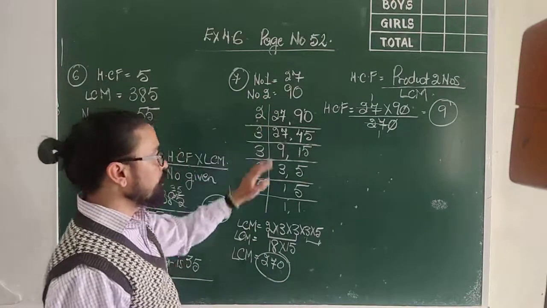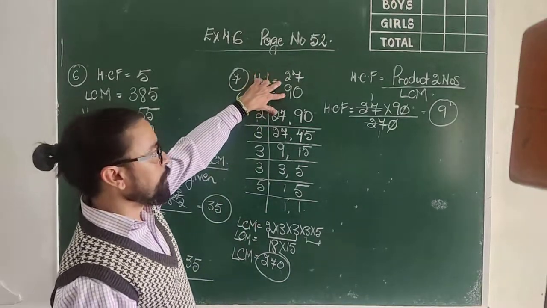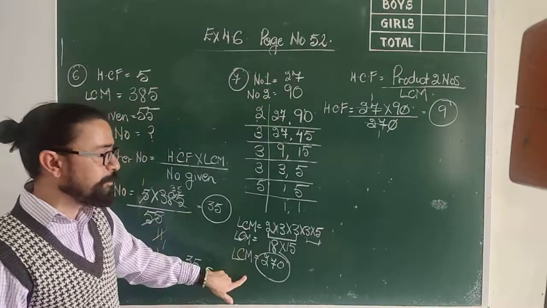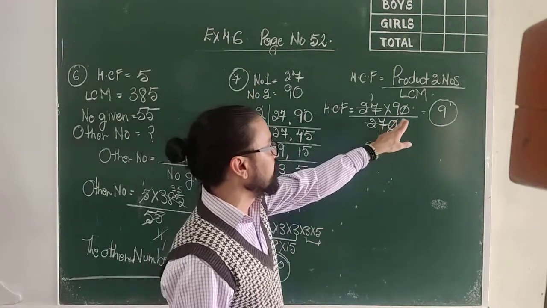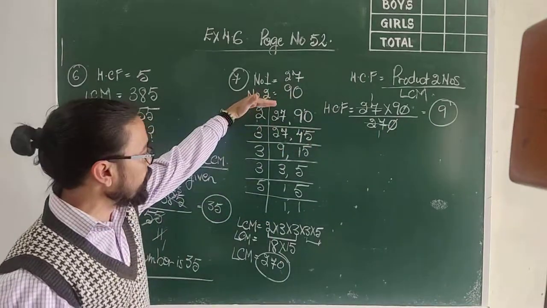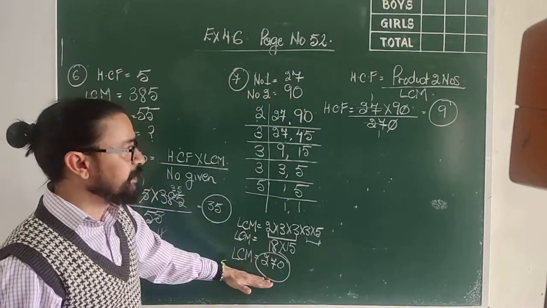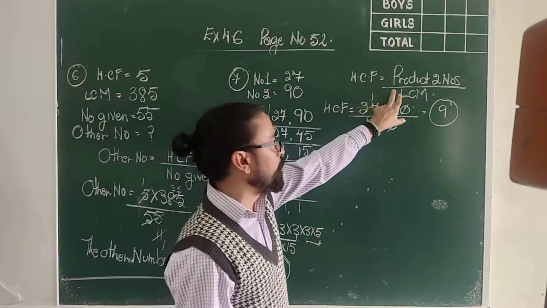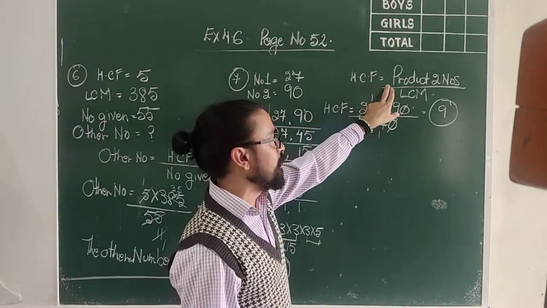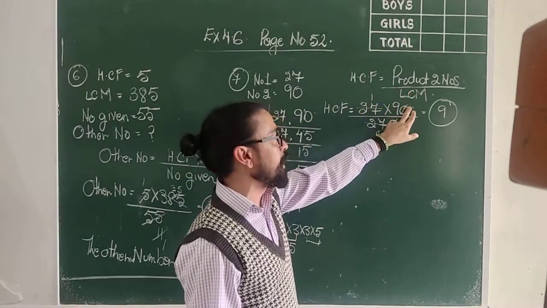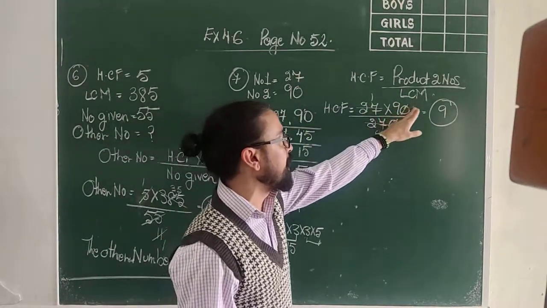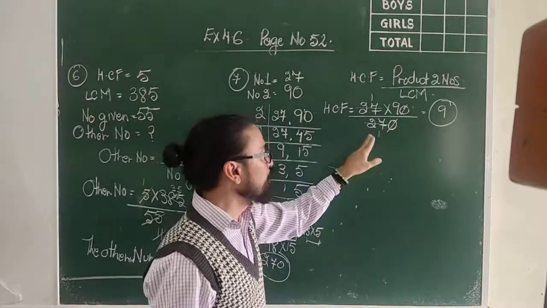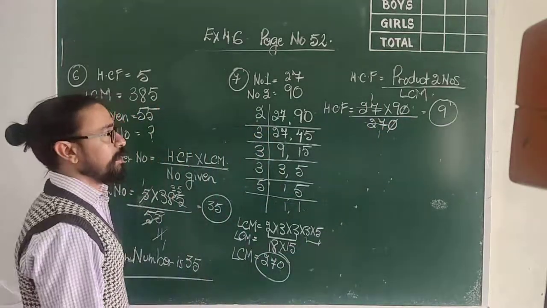I hope you've understood this sum. They've given us the two numbers and told us to find the LCM, and then using the LCM they have told us to find the HCF. So I will work out my sum, find the LCM, then put the formula, and the formula for HCF is product of two numbers divided by LCM. So multiply the two numbers that have been given and divide by the LCM that you have found. Once you cancel, you will get a perfect answer.